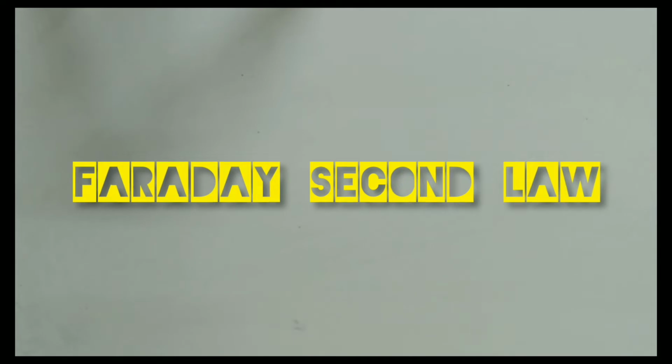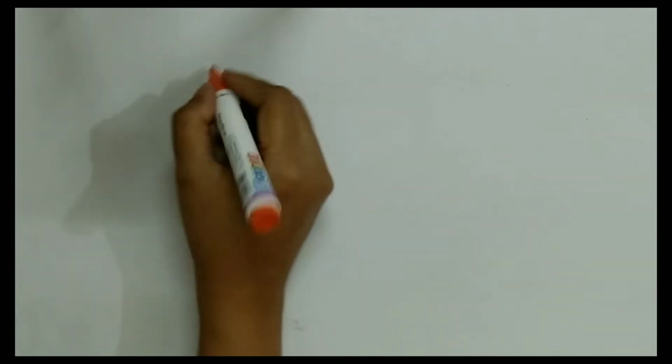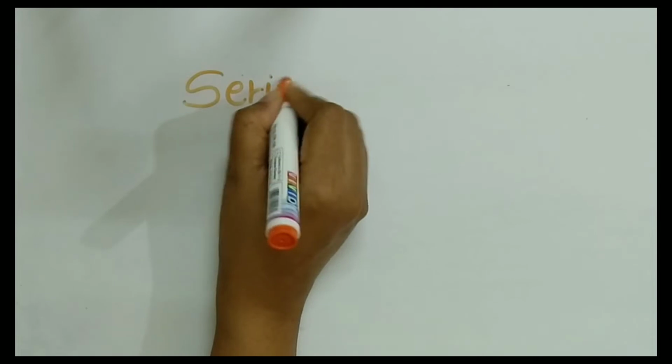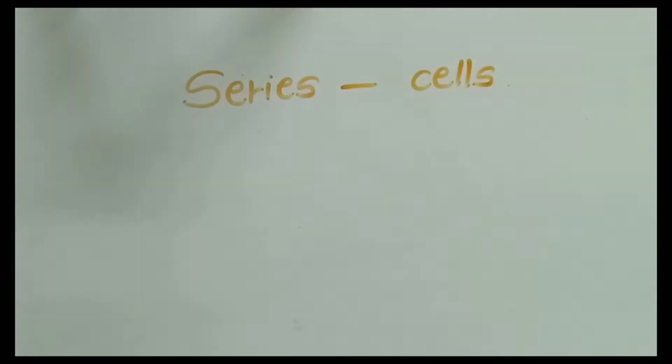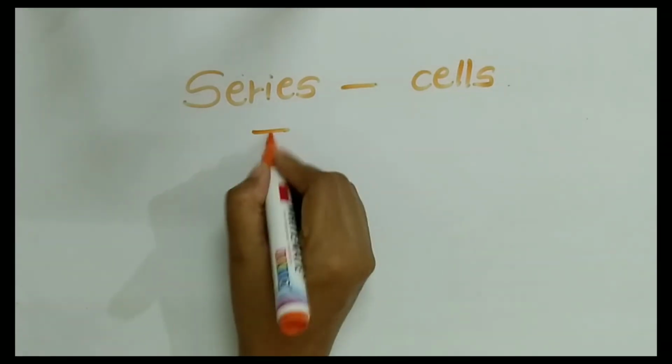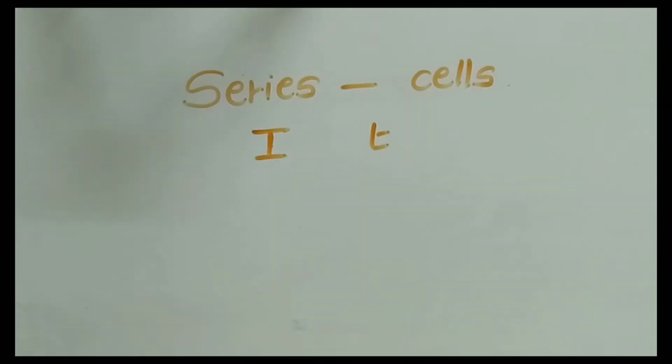The next law is Faraday's second law. Faraday's second law, we are talking of the series connection. We are talking of the cells which are connected in series. So what happens? The current flowing and the time taken is same for both the cells. Two cells, they are connected in series, so the current flowing and the time taken is same for both the cells.